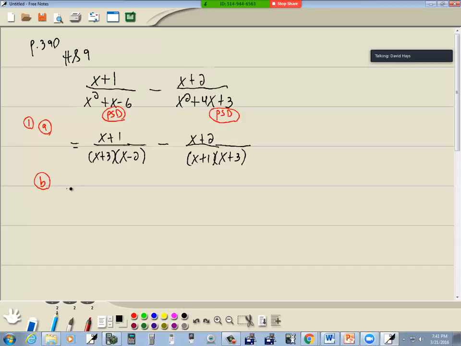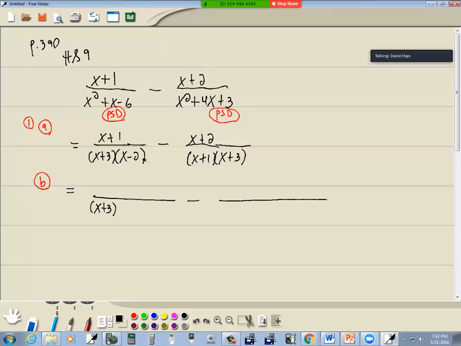Now on B, we want to figure out our common denominator. Well, let's start with our first factor, the x plus 3. Now I'm looking for the greatest number of x plus 3's in a single denominator. There's one of them here, and there's one of them here. So the greatest number of x plus 3's in a single denominator is 1. We're not counting how many there are. We're looking for the greatest number of them in a single denominator.